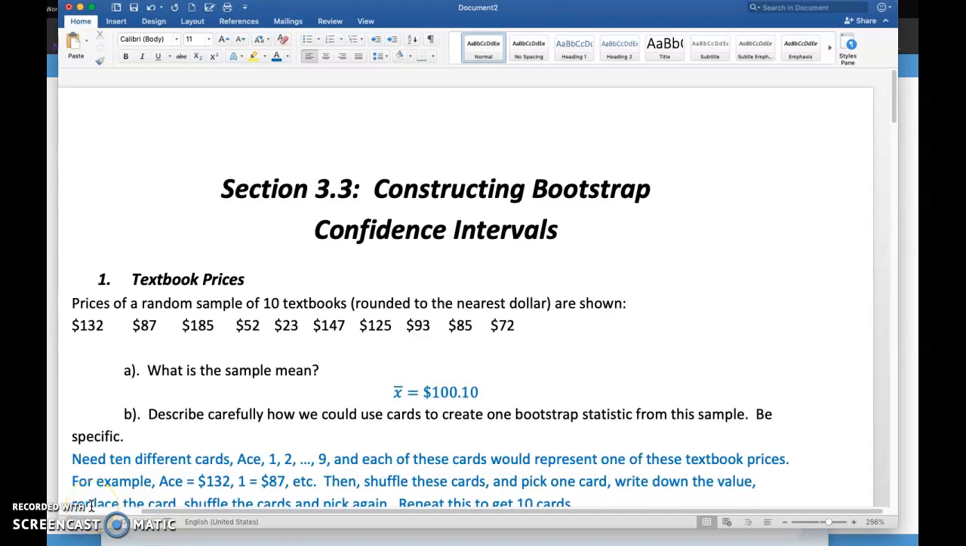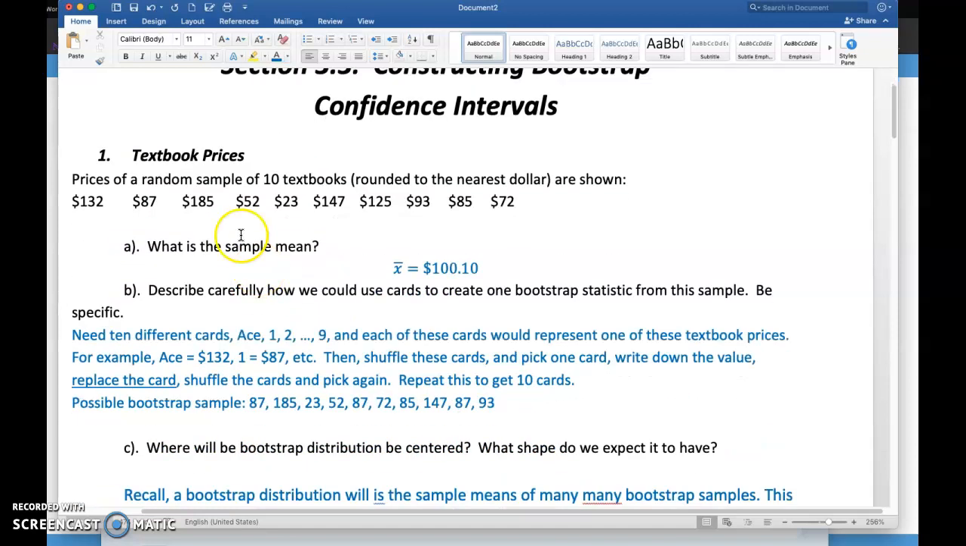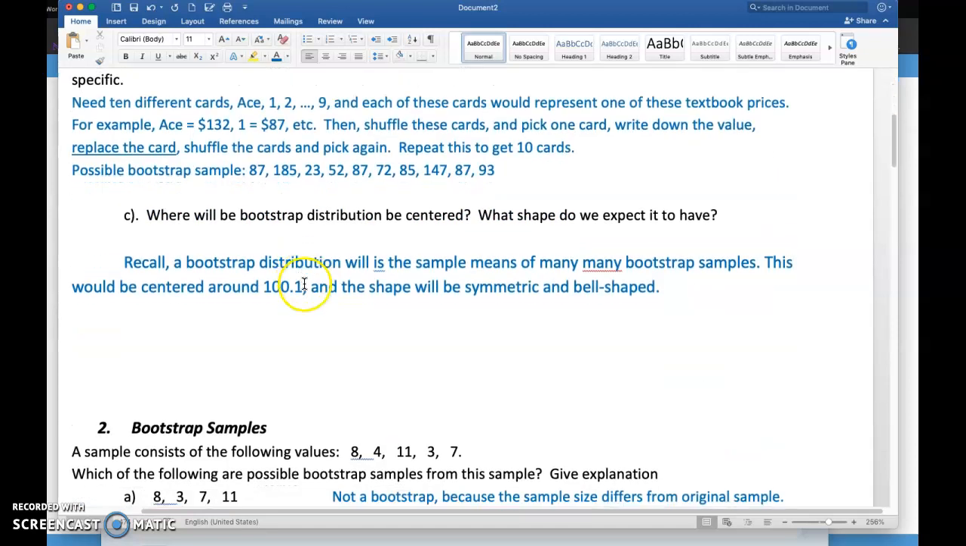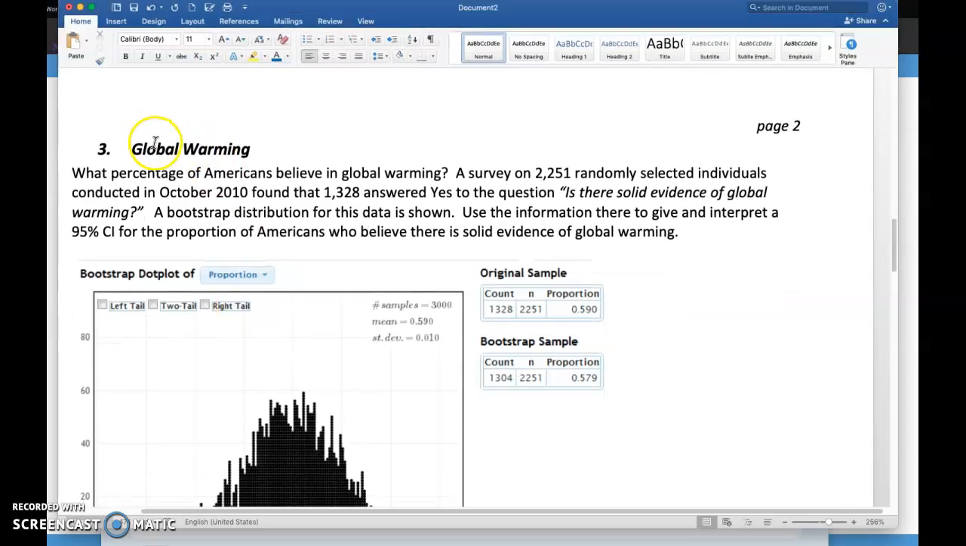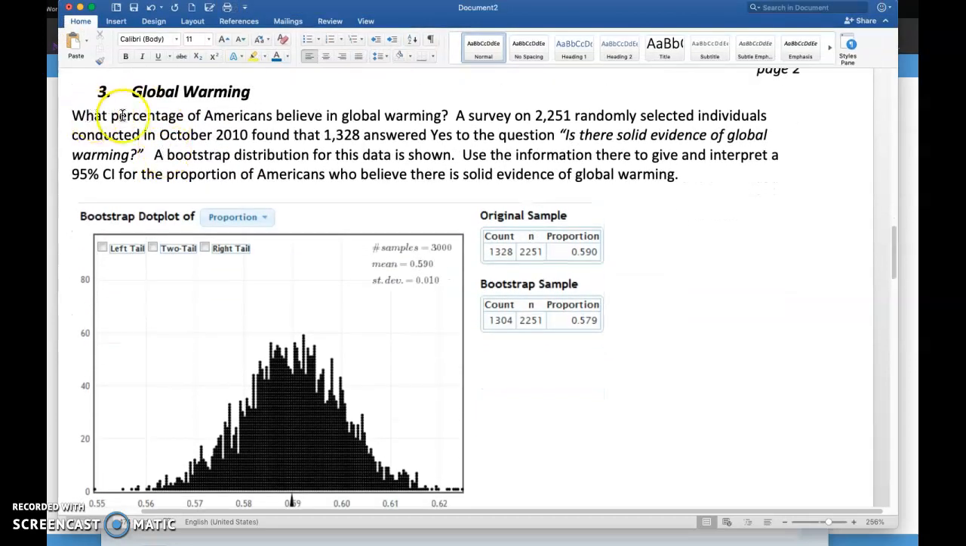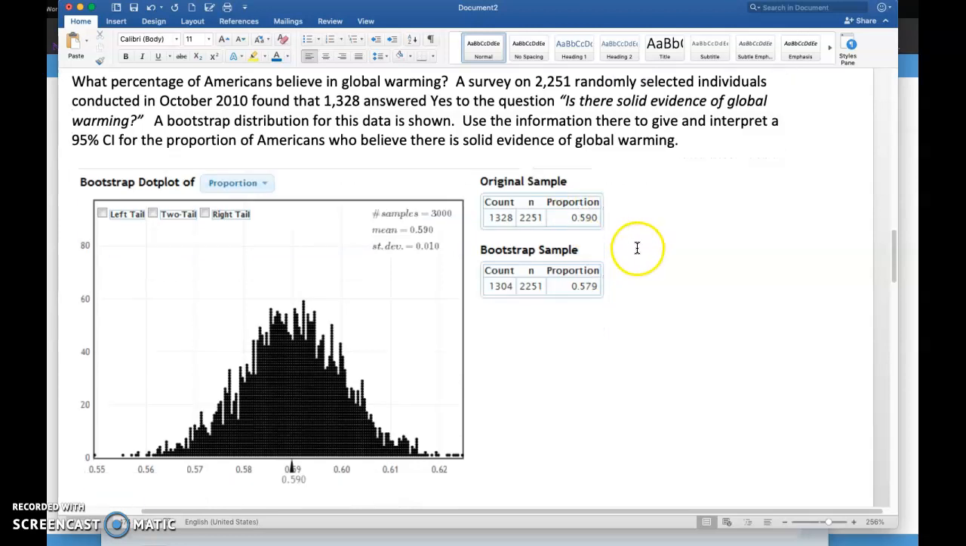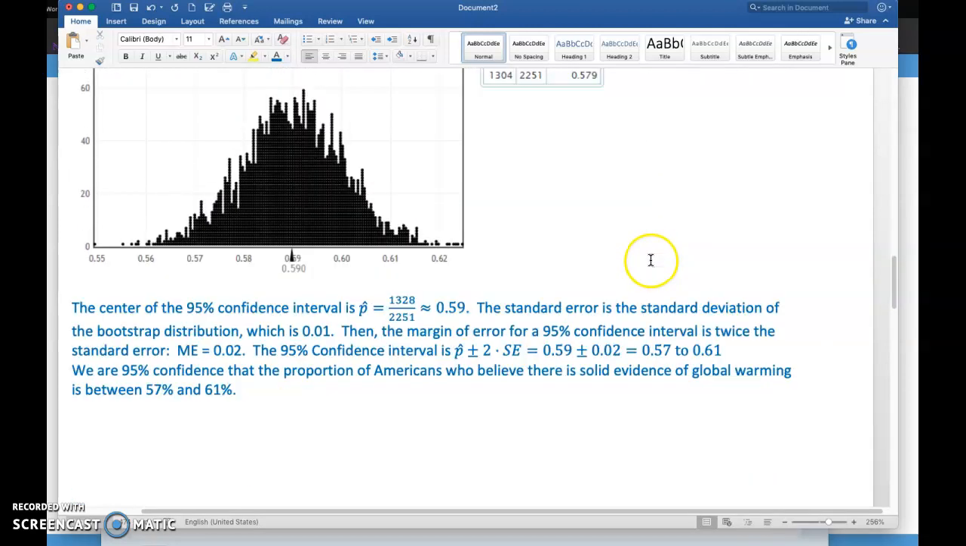Hello, we're looking at the Chapter 3.3 worksheet, Constructing Bootstrap Confidence Intervals. In the last video, we looked at question 1, analyzing textbook prices with a sample of 10. Example 2, we looked at examples of constructing various bootstraps, whether they could be bootstrap or not. And then we finished looking at constructing a confidence interval of what percentage of Americans believe in global warming. Given a bootstrap distribution, we got a standard error, and the center would be the sample proportion of the confidence interval. And we also went over to StatKey just so we get the same exact thing.